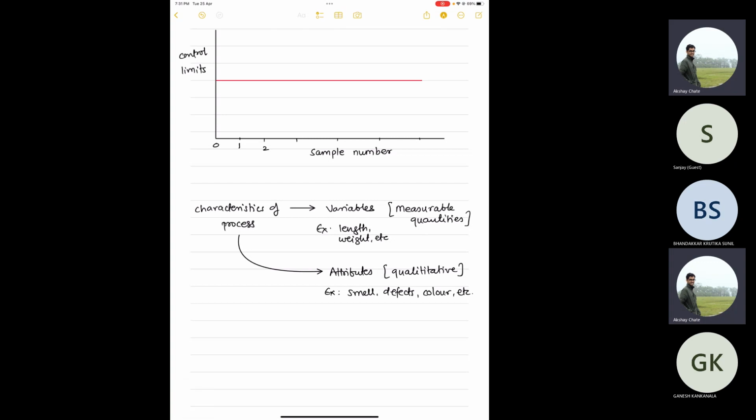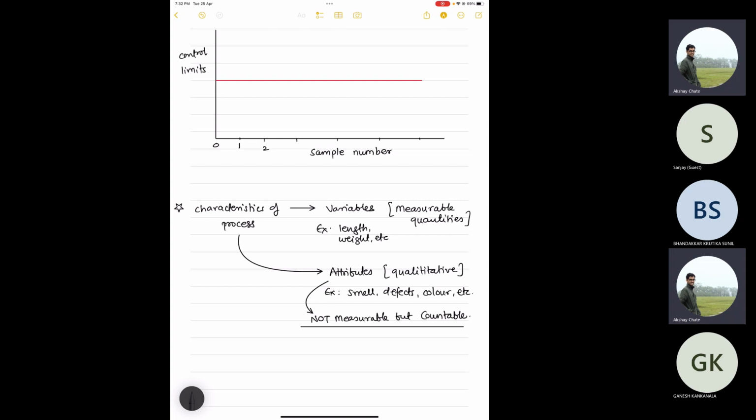These attributes are not measurable but countable. So you can remember it this way. Maybe this will help. This is important.